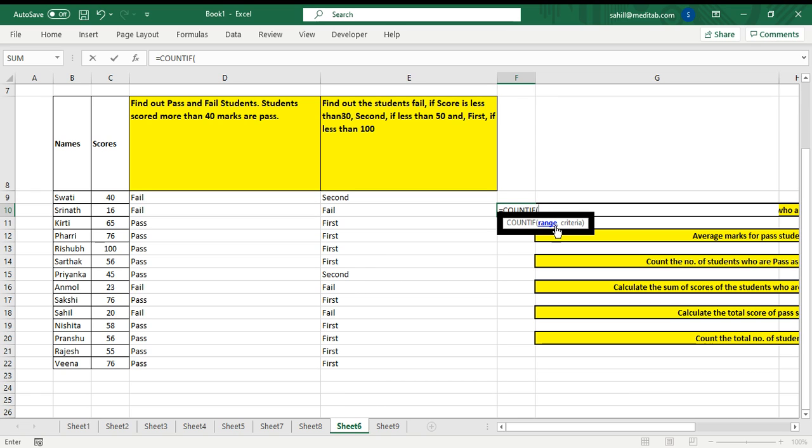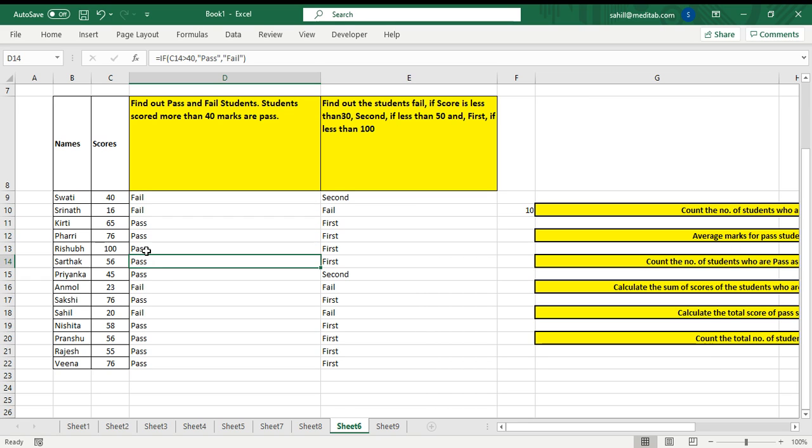It is asking me to select the range. I am selecting these cells because here we have pass and fail. So I am selecting this range, and the criteria is pass. So I got 10. Let me check if it is right or wrong. The number of students who are passed is 1, 2, 3, 4, 5, 6, 7, 8, 9, 10. 10 students. Yes, it is right. And we will go for the next question.